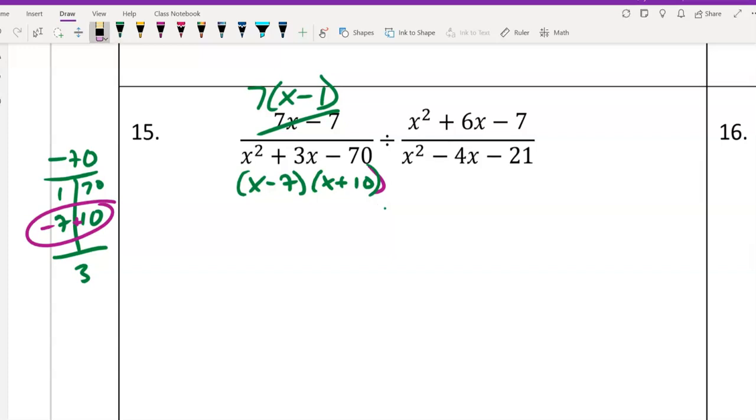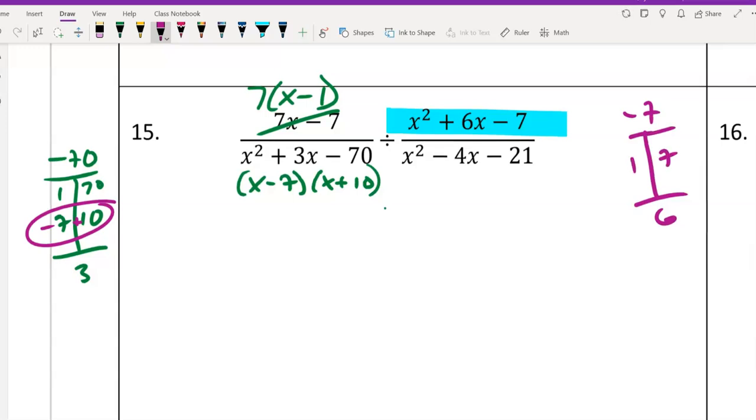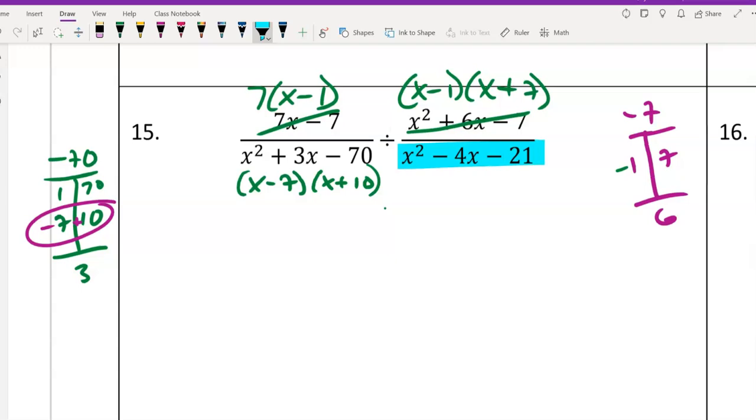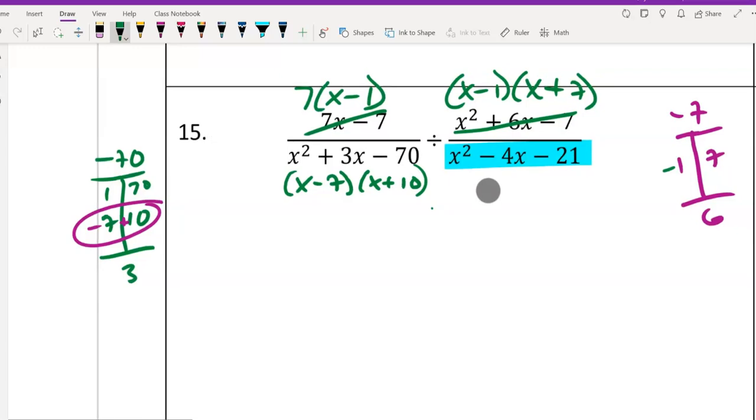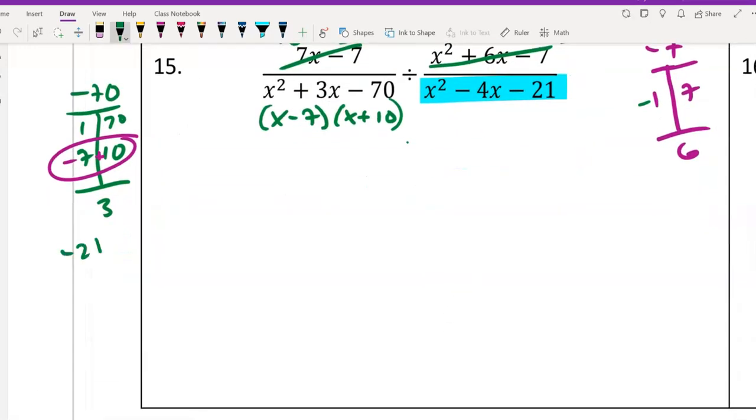All right, now the next numerator we have is another quadratic, negative 7 at the top, 6 at the bottom. 1 times 7 is 7, and we need them to add up to a positive 6. So that 1 is going to be negative. Now in this denominator, we have negative 21 at the top. I'll do it over here in the margin. Negative 21 at the top and negative 4 at the bottom. So we need 7 and 3, where 7 is negative and 3 is positive.